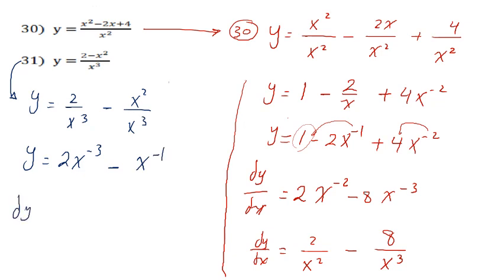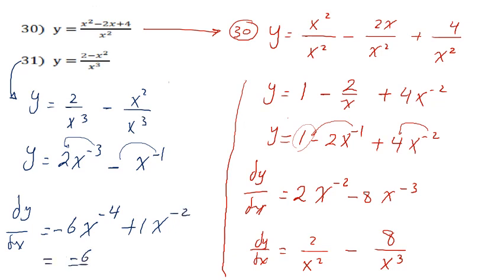Now I can find dy by dx. I put down negative 3 multiplied by 2 is negative 6. Taken from the power 1, so it's negative 4. I put down the exponent negative 1. Negative 1 multiplied by negative 1 is positive 1. Subtract from the exponent 1 is going to be negative 2, which can be written as negative 6 over x to the power of 4 plus 1 over x to the power of 2.